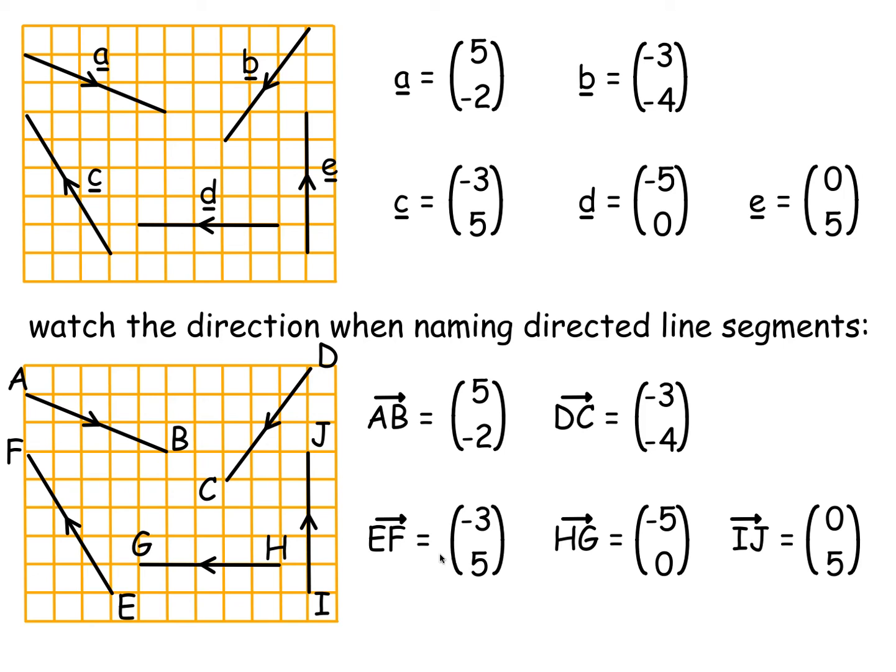EF, HG, and IJ. So you've got to watch the order of the letters. This is starting at A, finishing at B, starting at D, finishing at C. So you've got to follow the correct direction. These are simply directed line segments, and they are representatives of each of these vectors. So the same vectors involved, same components, same vector. Different components, different vectors.